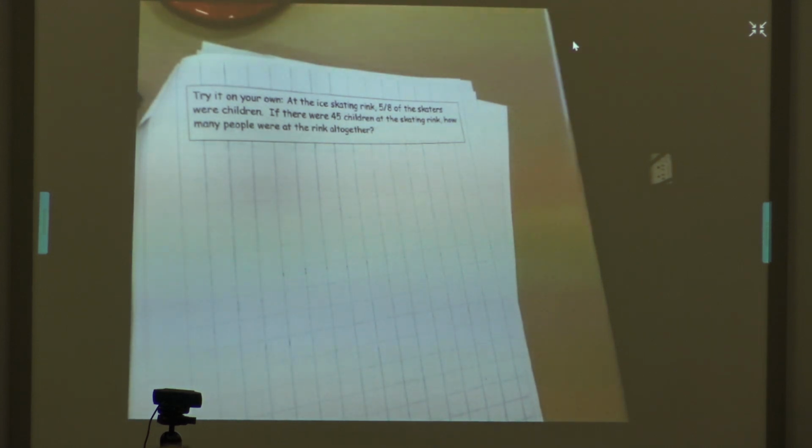Figure out where your question mark goes. What are they asking, and where does that 45 go? On top of how many units?